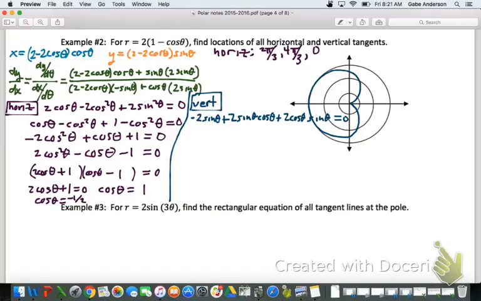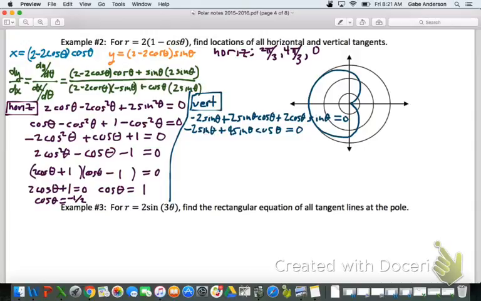Set the dx d theta equal to 0. A little bit of cleanup work here: -2 sine of theta plus 4 sine of theta cosine of theta equals 0. If you add those two like terms up, 2 plus 2, of course, is 4.